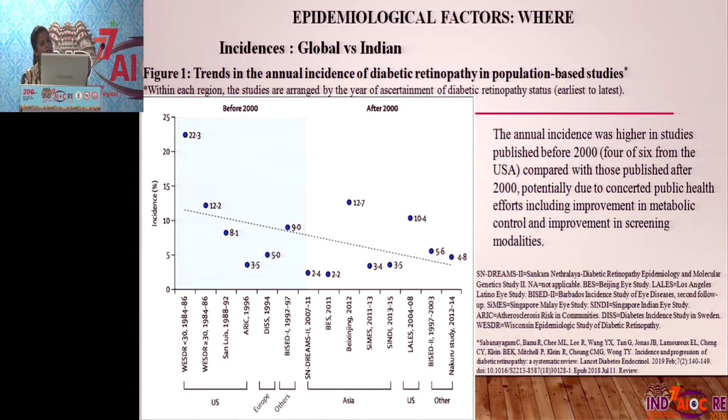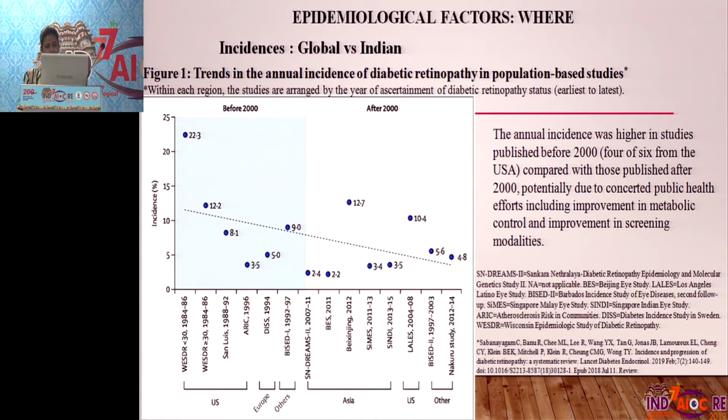Now we come on to the incidences, the pattern in the global and the Indian scenario. Take a look at this graph. You can see for the incidence patterns before the year 2000 and after 2000, it shows a decline in the incidence pattern. But if you look carefully, there is a decline in the Western, the Indian scenario, and the Southeast Asian also. But if you look at the absolute numbers of people who are going to have retinopathy, that has increased considerably.